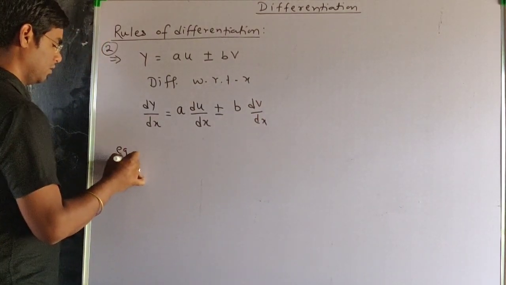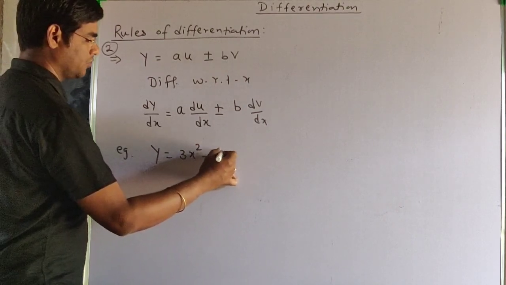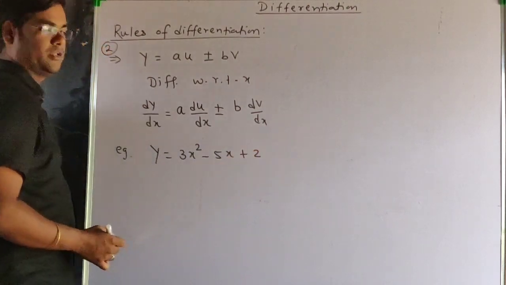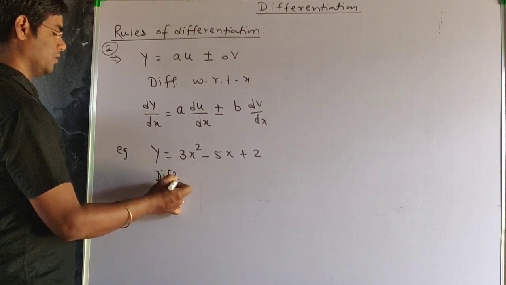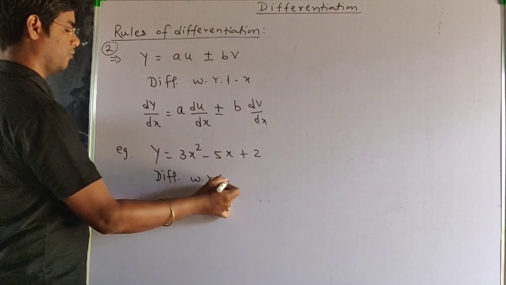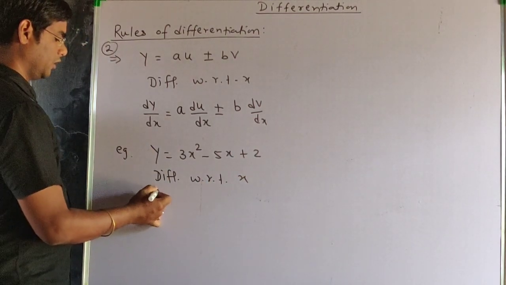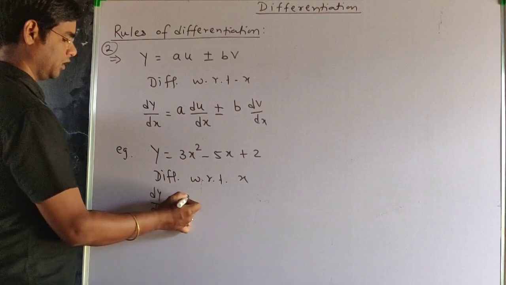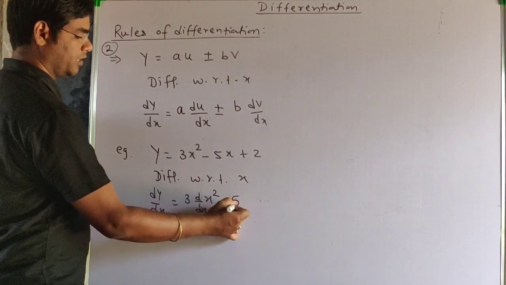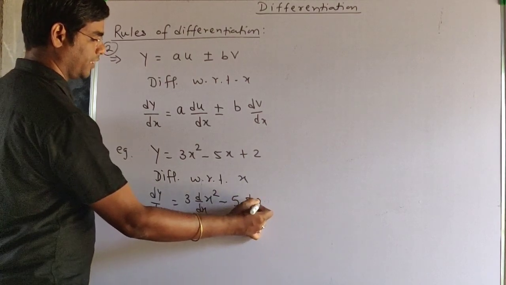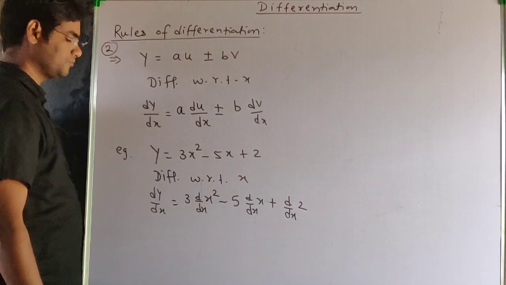For example, y is equal to 3x square minus 5x plus 2. Here we have sum or difference terms. So what is the rule of sum or difference term? Write down d by dx operator with all the terms and take constant common. So dy by dx is equal to 3 is constant, so taking common and derivative of x square minus 5 constant derivative of x plus this is single constant, so no need to take common.